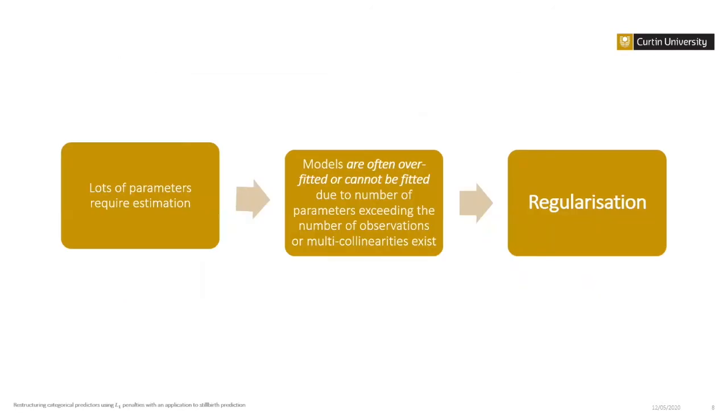So when we have lots of parameters that require estimation, and that's the case with categorical predictors, our models are often underfitted or overfitted or cannot be fitted. So one of the things we can do is regularize.